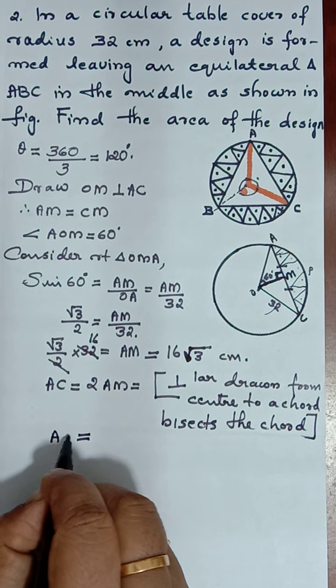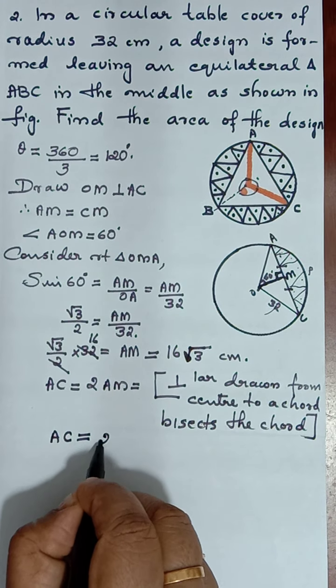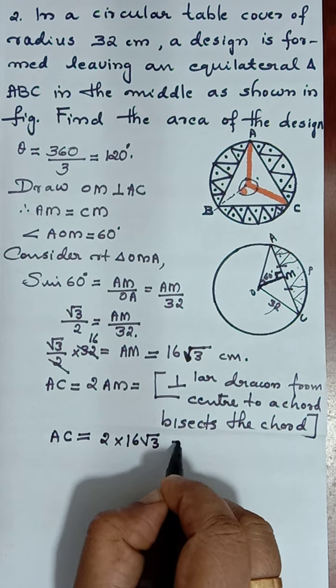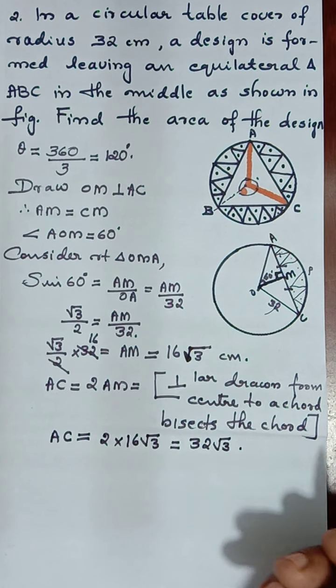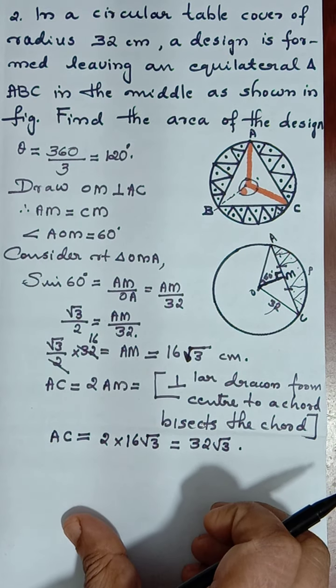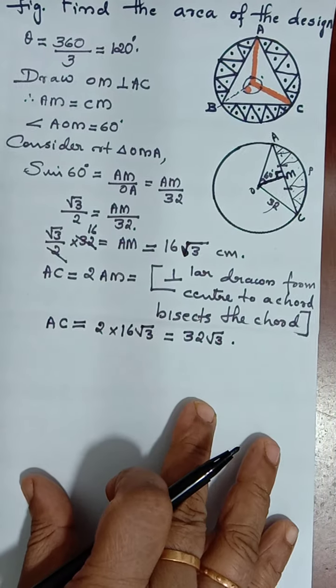So AC, which is actually the base of the triangle, is equal to 2 times AM. AM is 16 root 3. 2 into 16, 32 root 3. Root 3 value everybody knows, we can find out what 32 root 3 is also. 32 into root 3 value 1.73, let it be there. We can find out later. Now here we got AC.